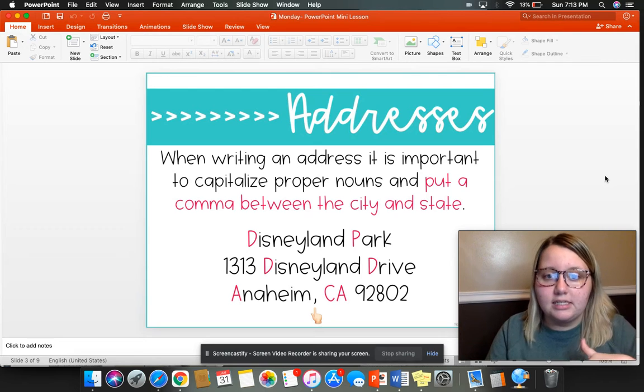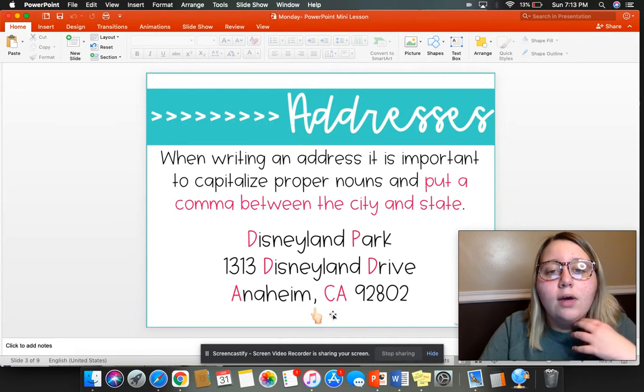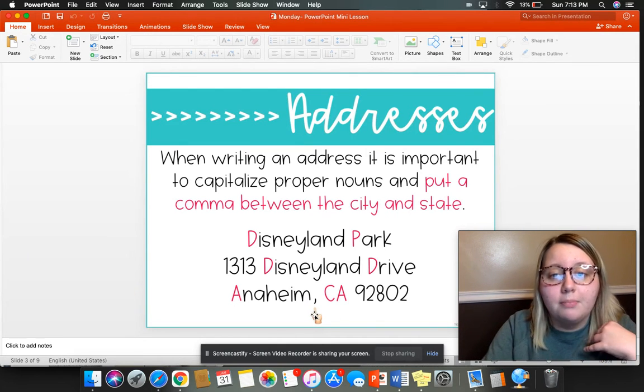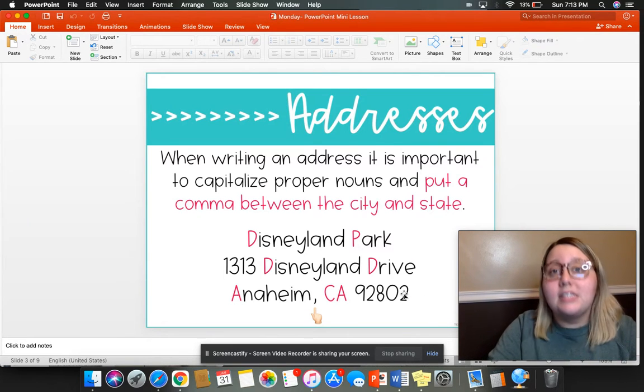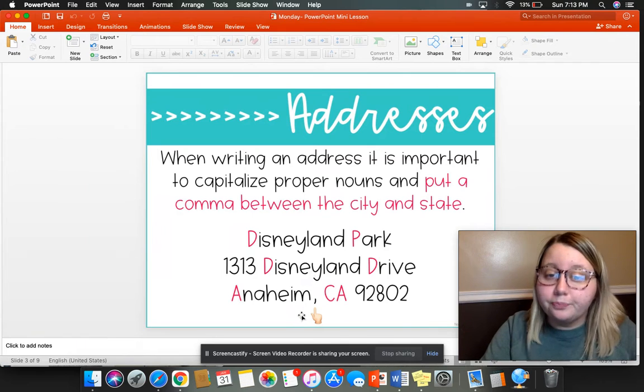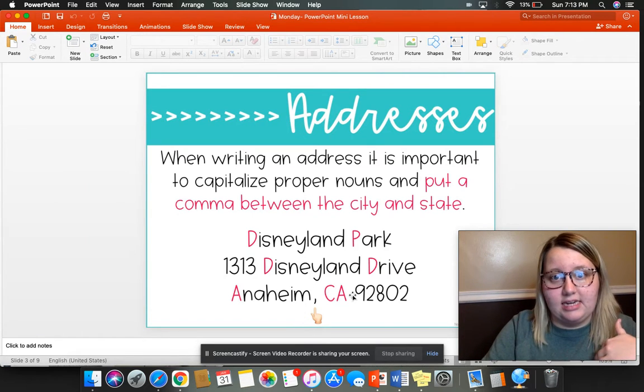They're specific places. And then we always add a comma between city and state. Even if we didn't want to put the zip code, we would still have to add that comma between the city and state.